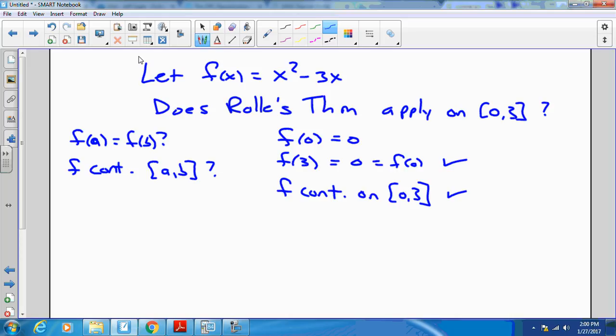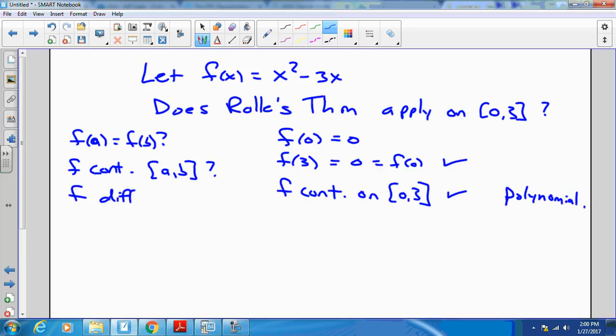Because we actually have a theorem about a particular type of function. What type of function is this? It's a polynomial, that's right. And our polynomial theorem is that all polynomials are continuous. That the limit as x goes to c of the polynomial equals p of c. So, it is continuous because it is a polynomial.